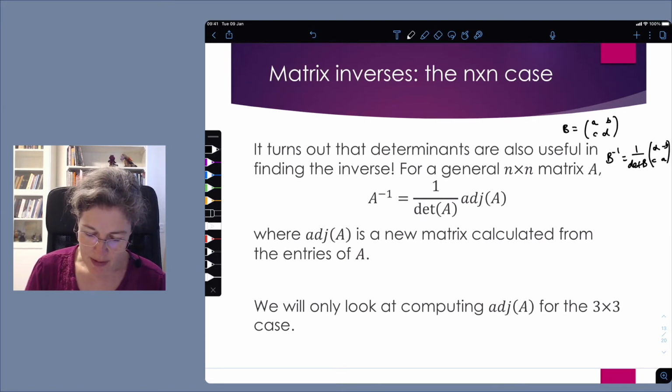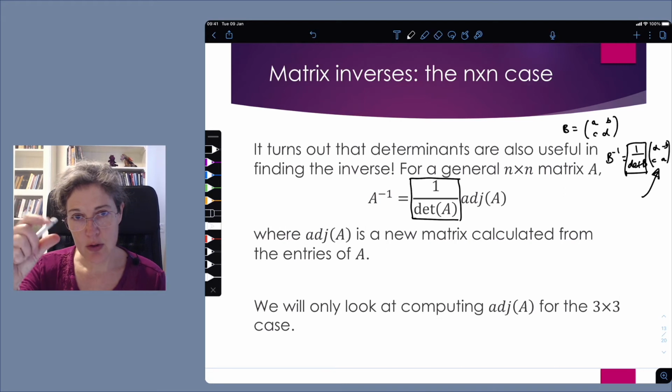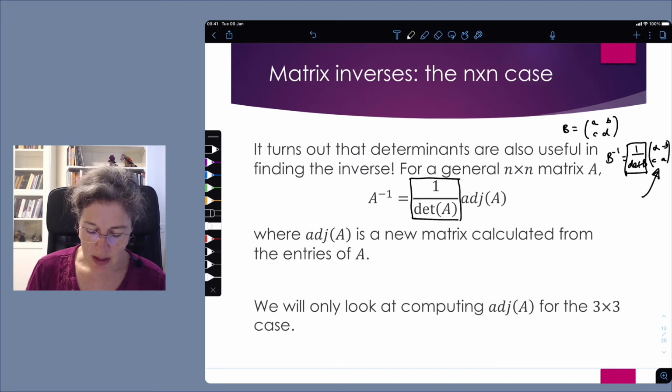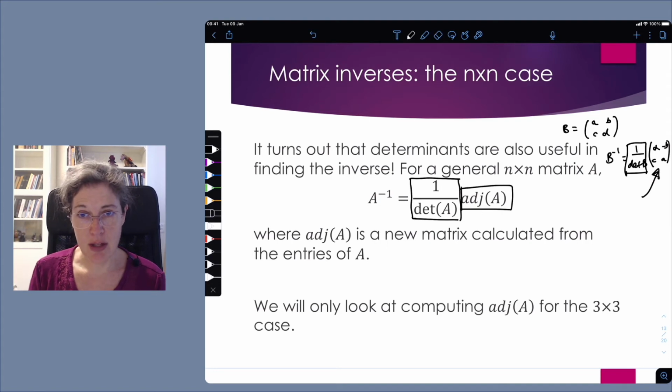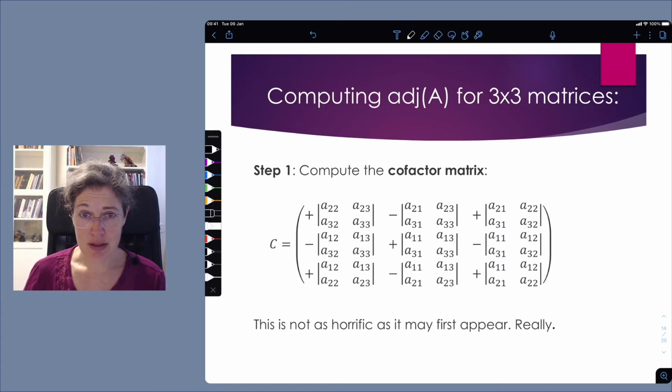Well, we have the same factor coming up in our inverse, 1 over the determinant that we had in our 2 by 2 case, so that's nice. But in place of this kind of swapped version of our original matrix, in the n by n case, we calculate a new matrix called the adjoint. And it's calculated from the entries of A. Now we're only going to look at calculating the adjoint for the 3 by 3 case. If you go further, then you will have kind of seen how it works, and you can figure it out for the bigger cases. Okay, so just take a breath when you look at this. It's not as bad as it looks.